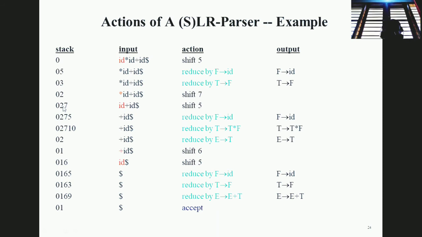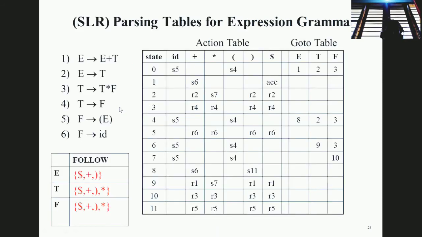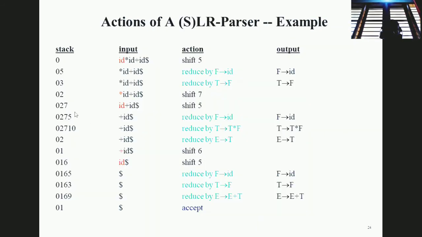Then I must look at the parsing table, that is 7 on ID. What is 7 on ID? 7 on ID is nothing but S5. I'm supposed to shift 5 onto the stack. So I have shifted 5 onto the stack. You can observe that you have written in the action part shift 5. Now my stack becomes 0 2 7 5. Now my top of the stack is 5 and my input symbol is plus.